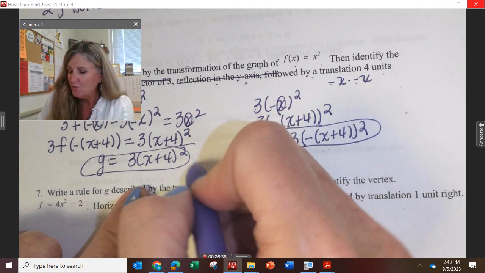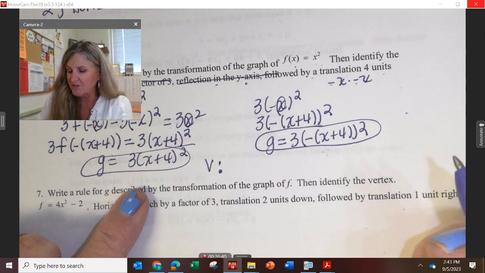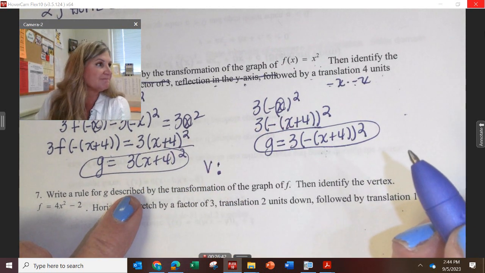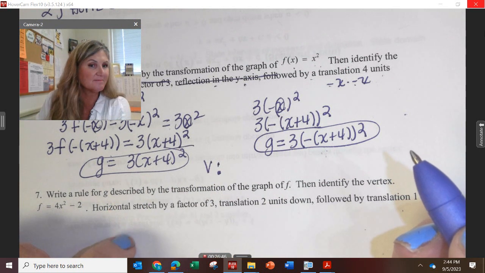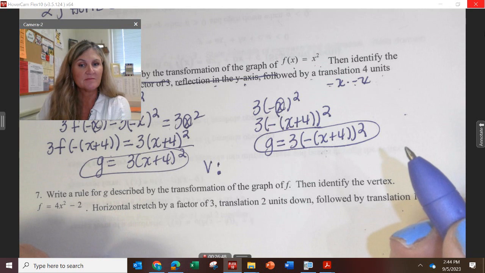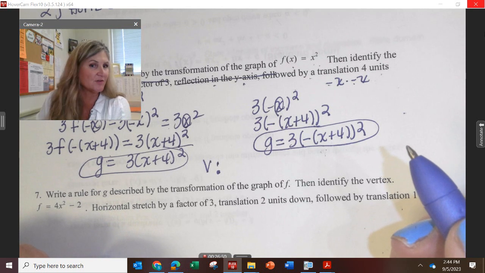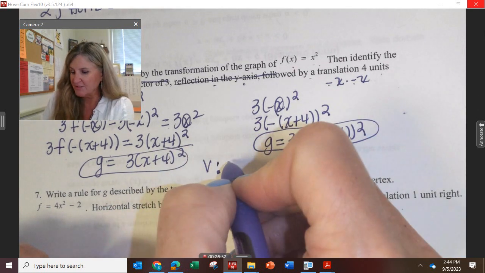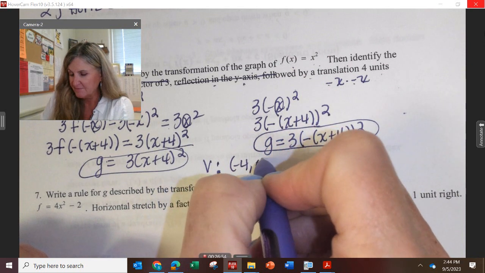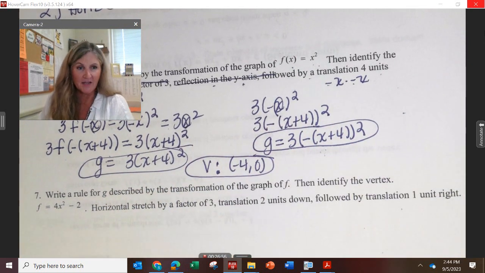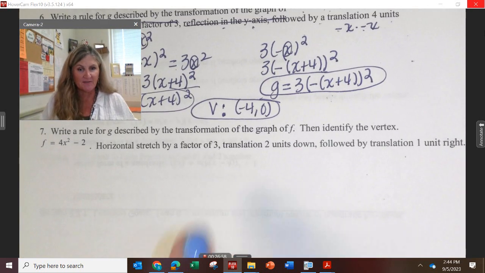Okay? With either one of these, what is the vertex? Anybody know the vertex? Negative 4, 0, right. All right, guys. Let's see if you can do number 7.